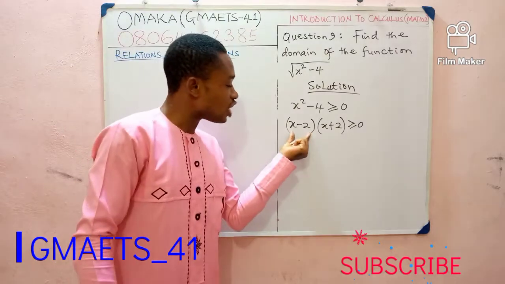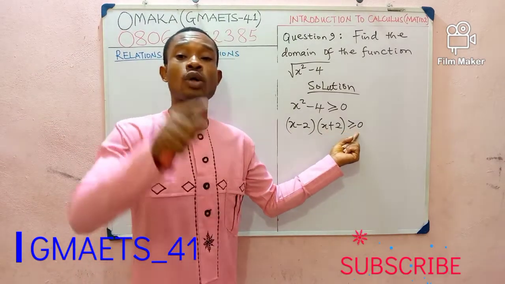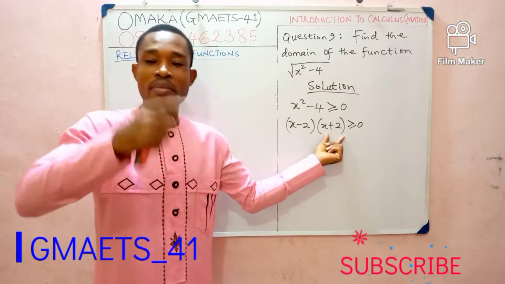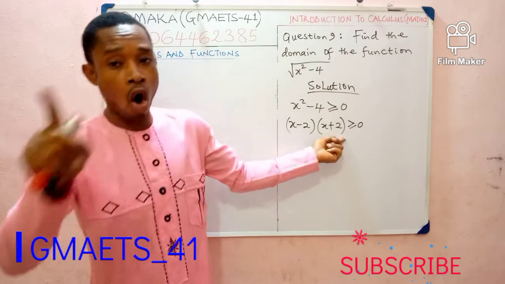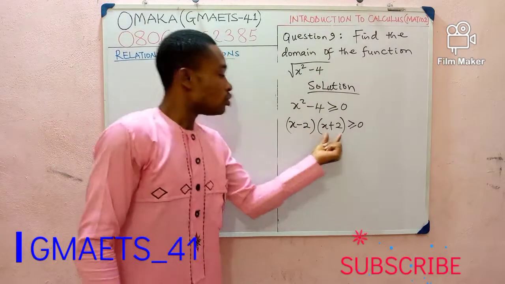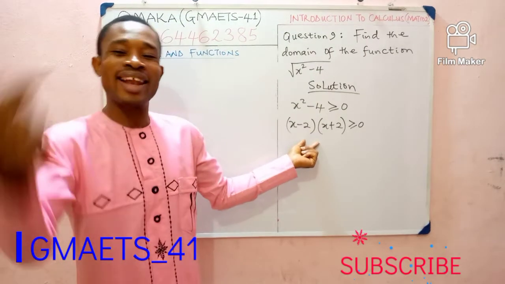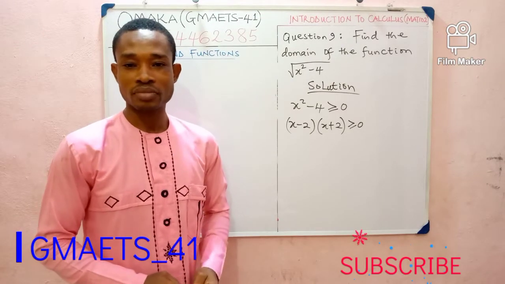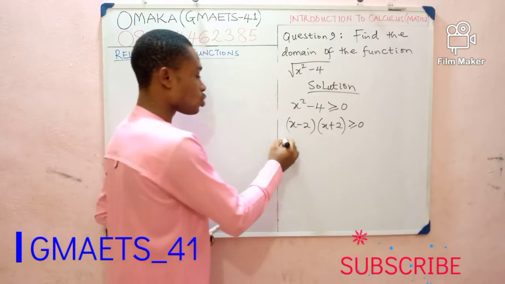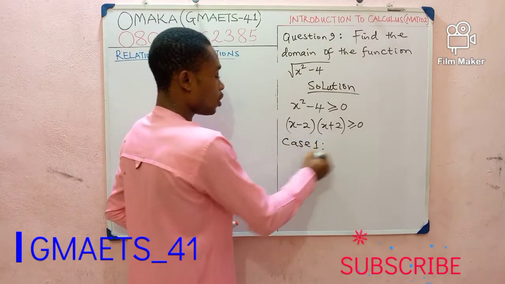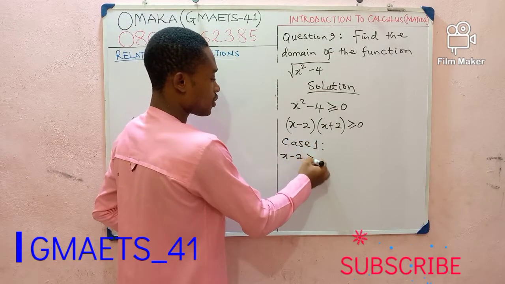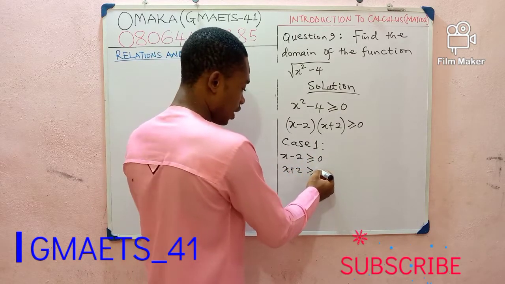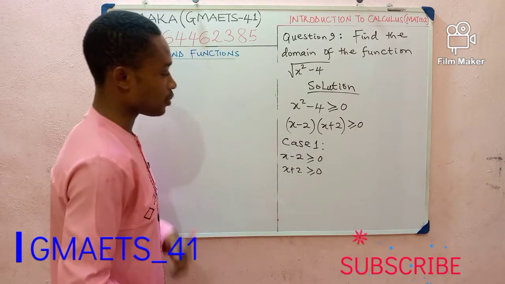For the multiplication of two things to be greater than or equal to 0, it means that those two things, both of them are greater than 0, or those two things, both of them are less than 0. That is what it means. Therefore, I will create two cases here. Case 1, where x minus 2 is greater than 0 and x plus 2 is greater than what? 0. That is, both of them are greater than 0.